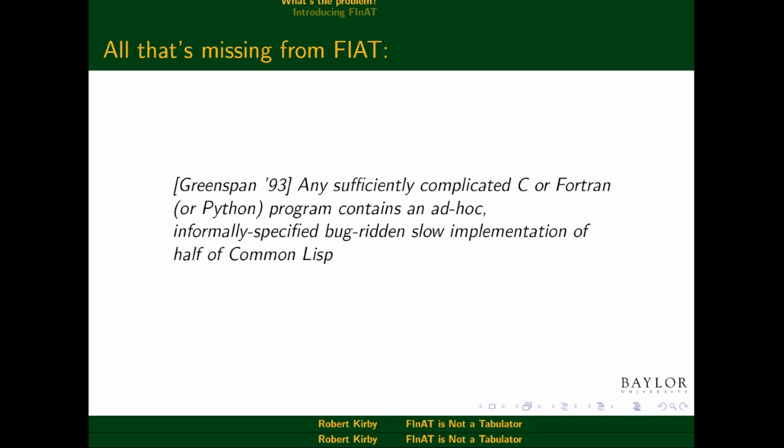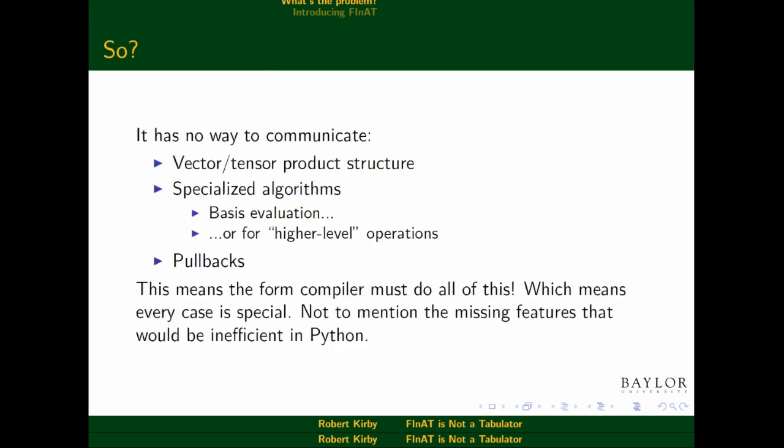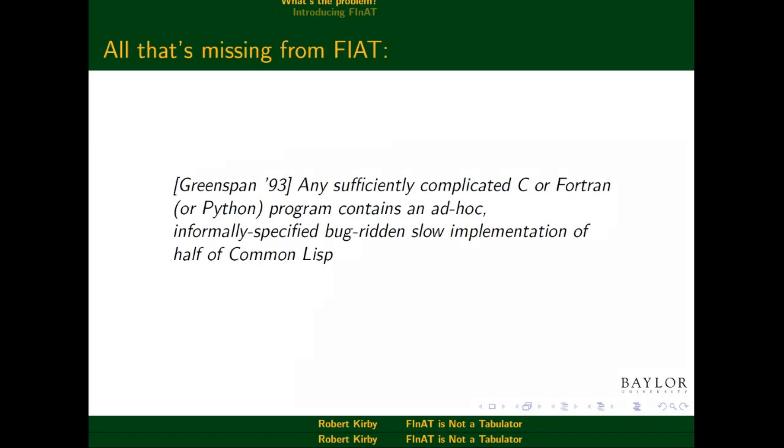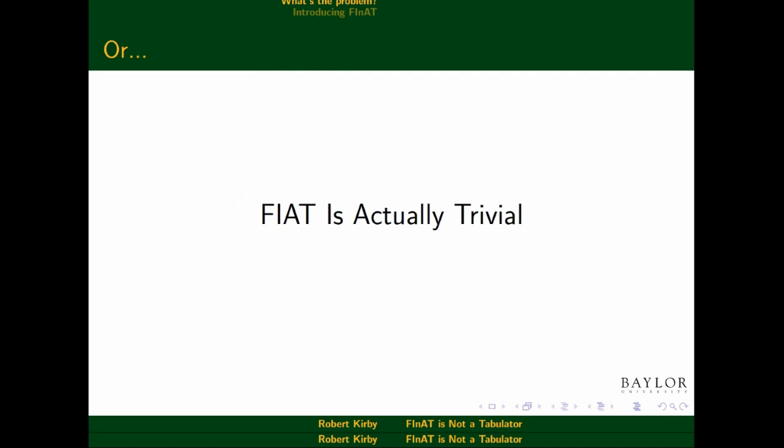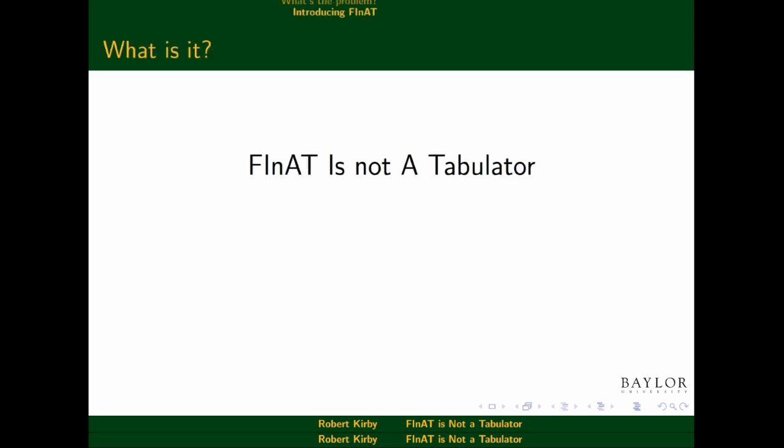Okay, so all that's missing from FIAT. David pointed out this quote: "Any sufficiently complicated, or shall we say non-trivial, C or Fortran or in fact Python program contains an ad hoc, informally specified, bug-ridden, slow implementation of half of Common Lisp." Okay, so really the problem is that FIAT needs to have an informally specified, bug-ridden, slow implementation of Common Lisp, and then it won't be trivial. Or rather, another way to put it is that FIAT is actually trivial because it lacks this feature. So that's what we need to do, and that's what FINAT is going to be about.